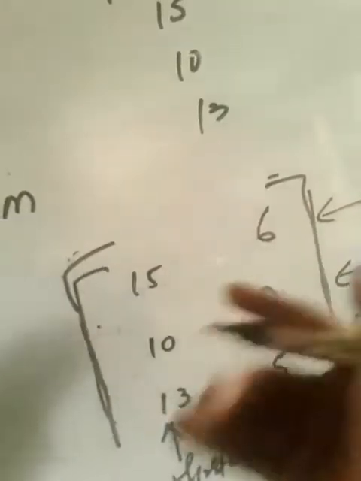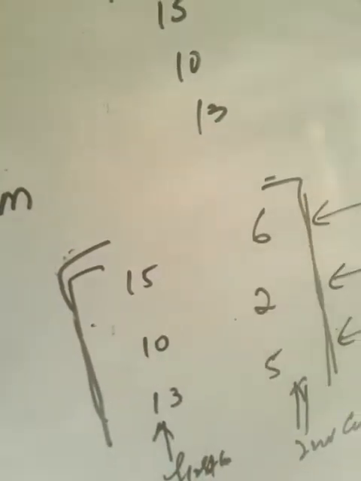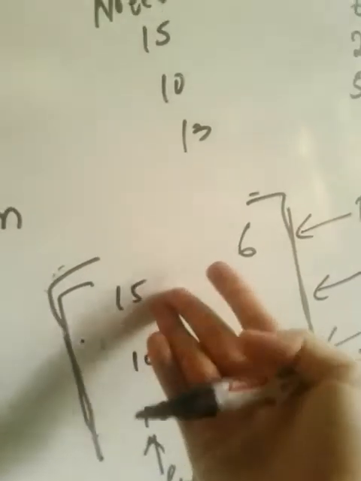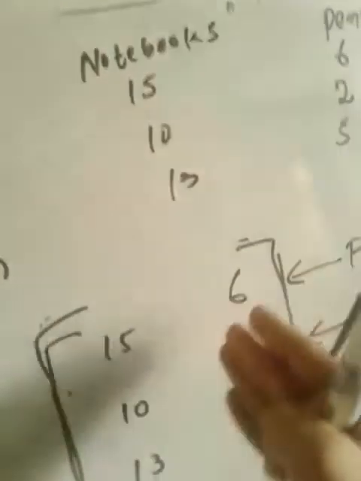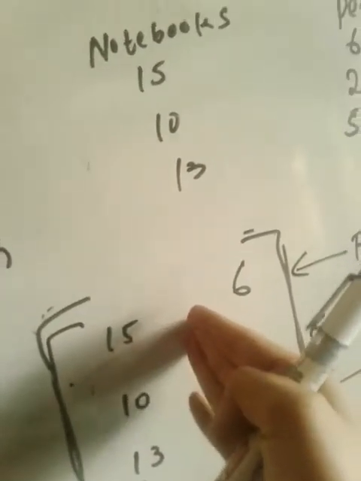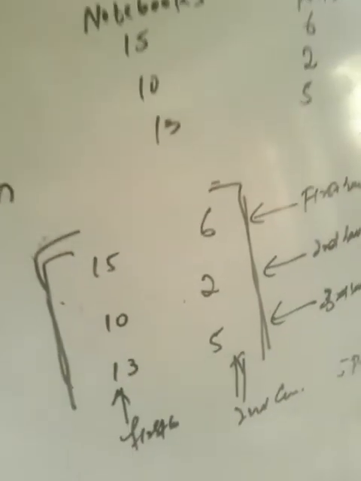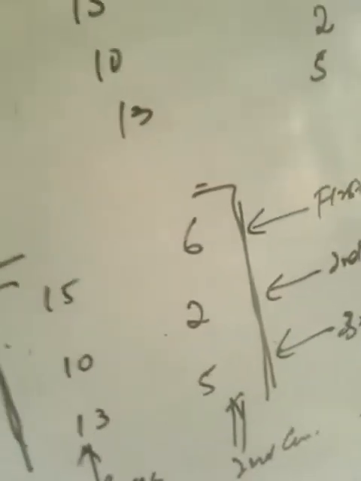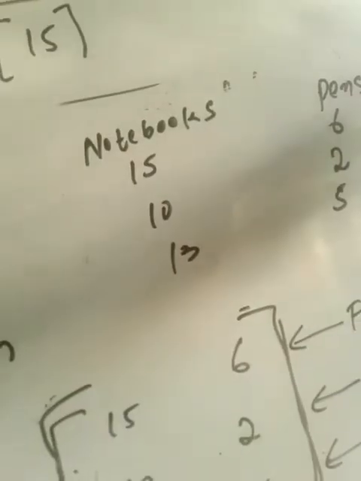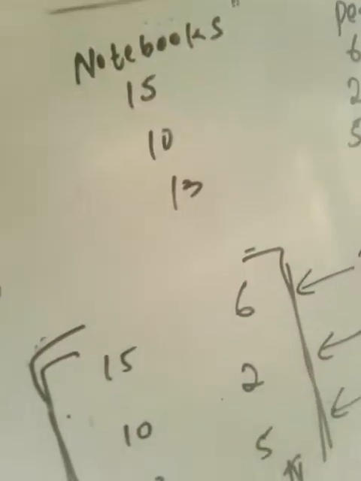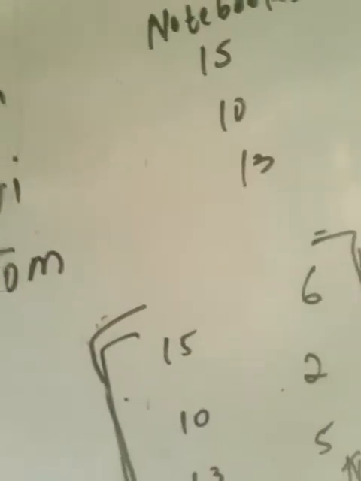Is it necessary that there is only one way, this way, that we can put this information in this form? Not at all. We can write, suppose we will do one thing. We will keep notebooks on one side, and pens on one side. Have a look, I will show you how we will write.